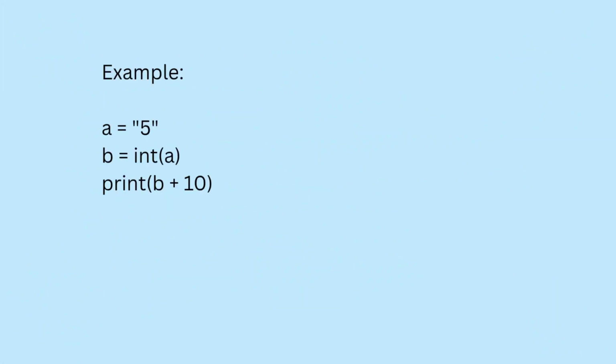Here a is the variable which stores 5. Here 5 is inside the double quotes, that means it is a string. It is not an integer data type. And the another variable b, that is int of a.